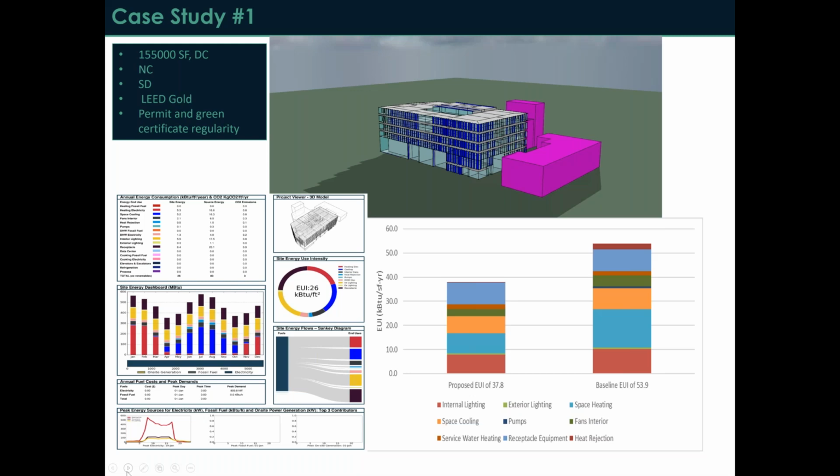At the end of the project, after all of the ECMs and all of the design specifications were applied, EUI went down all the way to 26. And we were able to get the permit and green certificate for this building. It was a high performance building. We helped the designers even in CA. It started from SD, schematic design, and we went all the way to construction administration.